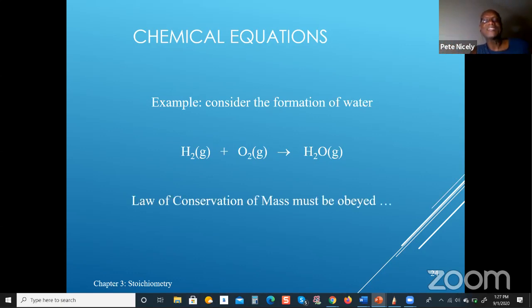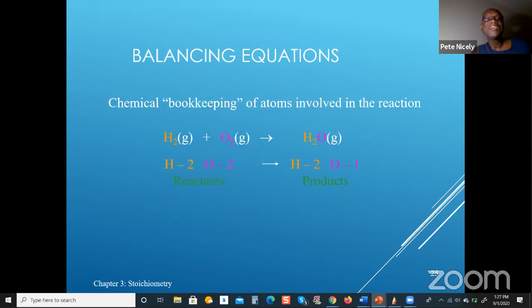The next step is that you must recognize, as I said before, that the conservation of mass law must be obeyed, which means that the equation must be balanced. In other words, you have to ensure that the number of atoms of each element on either side of the equation would be the same, right? So we have to make some modifications to this equation in order to ensure that is the case, right?